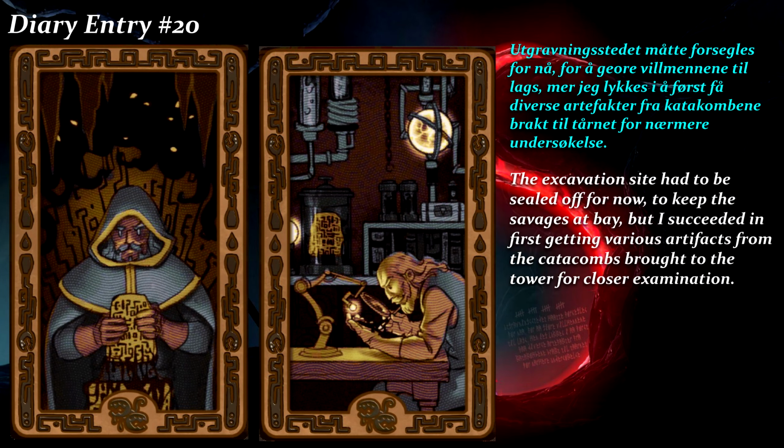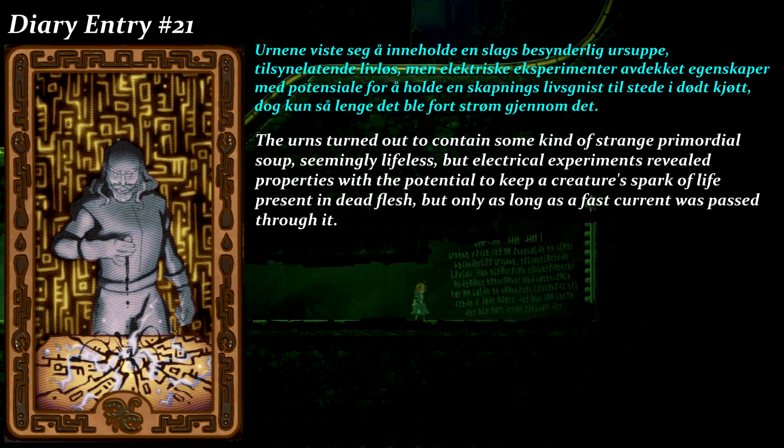Entry 20. The excavation site had to be sealed off for now, to keep the savages at bay, but I succeeded in first getting various artifacts from the catacombs brought to the tower for closer examination. Entry 21. The urns turned out to contain some kind of strange primordial soup, seemingly lifeless, but electrical experiments revealed properties with the potential to keep a creature's spark of life present in dead flesh, but only as long as a fast current was passed through it.